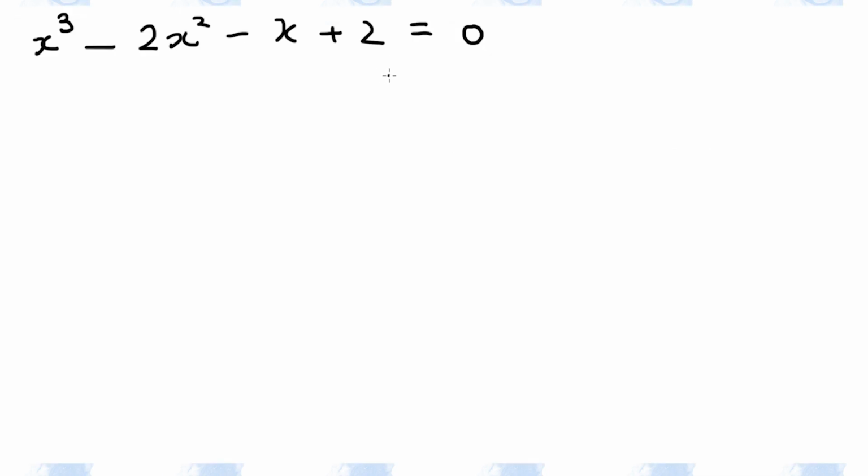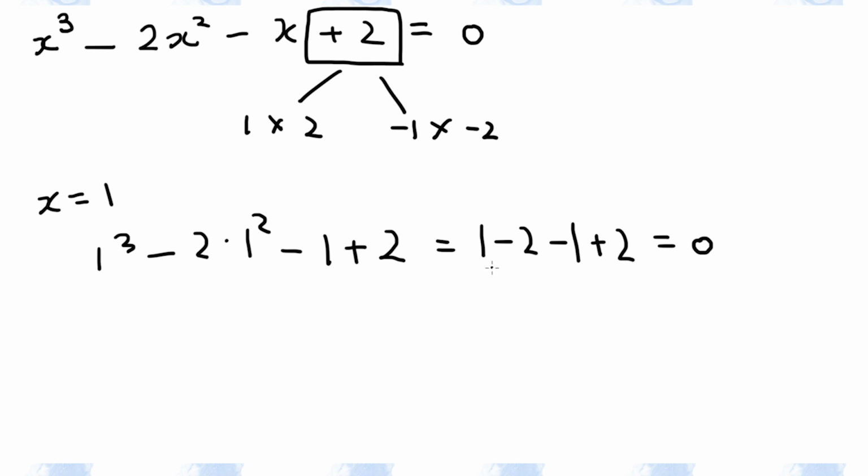If a cubic function has a constant term, we should consider its factors. So plus 2 is either plus 1 times plus 2 or minus 1 times minus 2. So let's see what happens when we substitute x equals 1. The left-hand side matches the right-hand side. That means that x minus 1 is a factor. This implies that x minus 2 is also a factor.